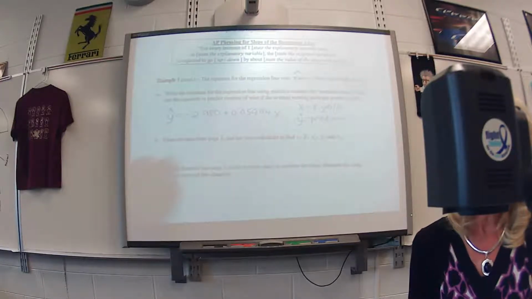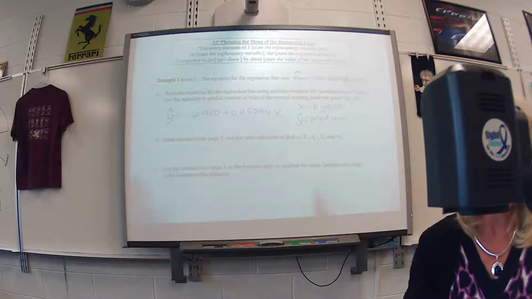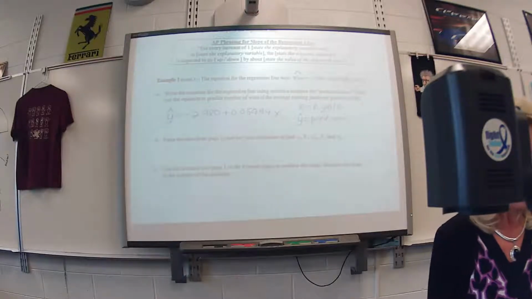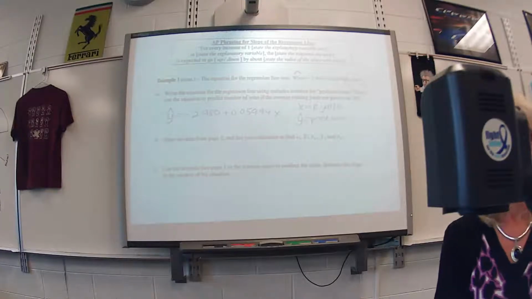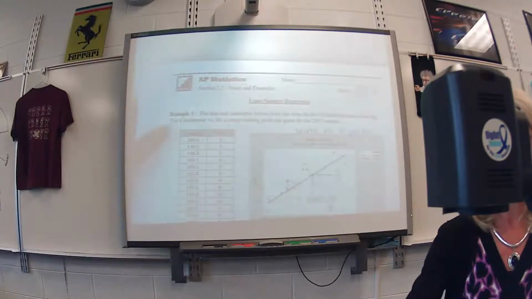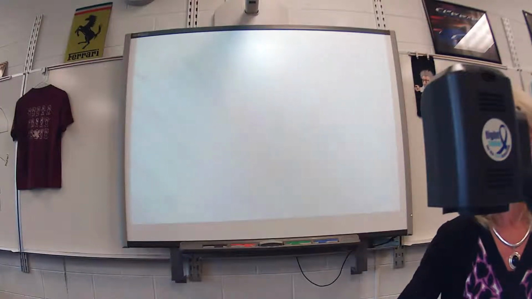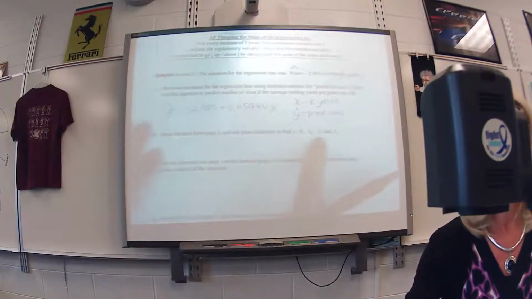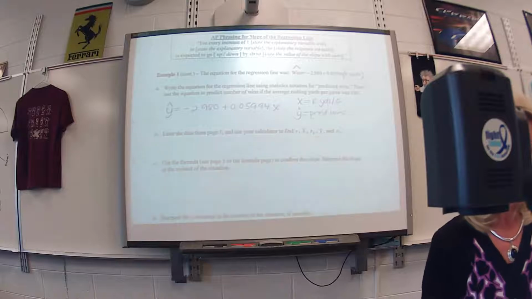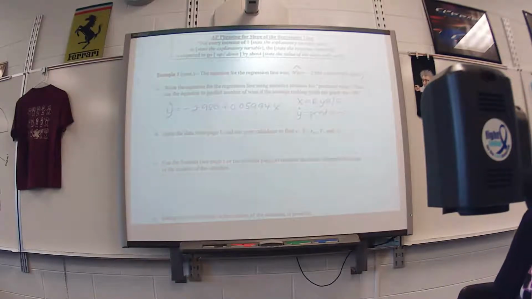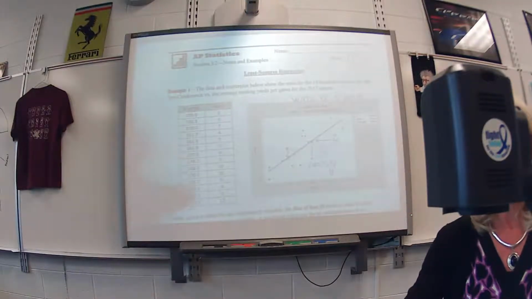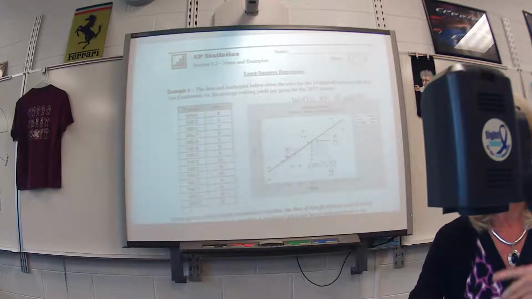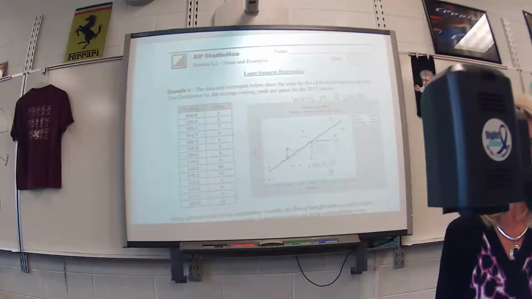Enter the data from page 1, use your calculator to find these values. Okay, so would you know how to do that? Would you know how to put this data in your calculator and get all of these things out of here? Okay, I'm going to just save some time and I'll tell you what the values are, okay? Just if you had to, you could put this in the first column. You could put this in the second column.